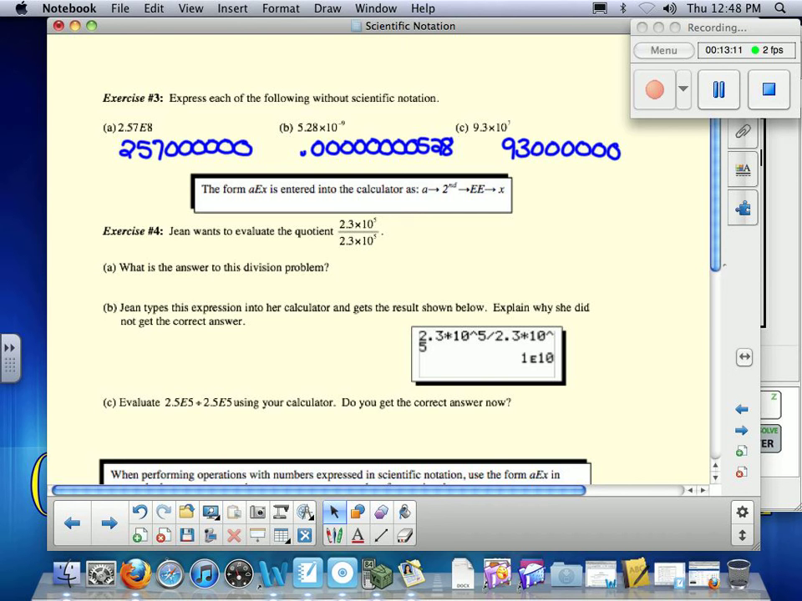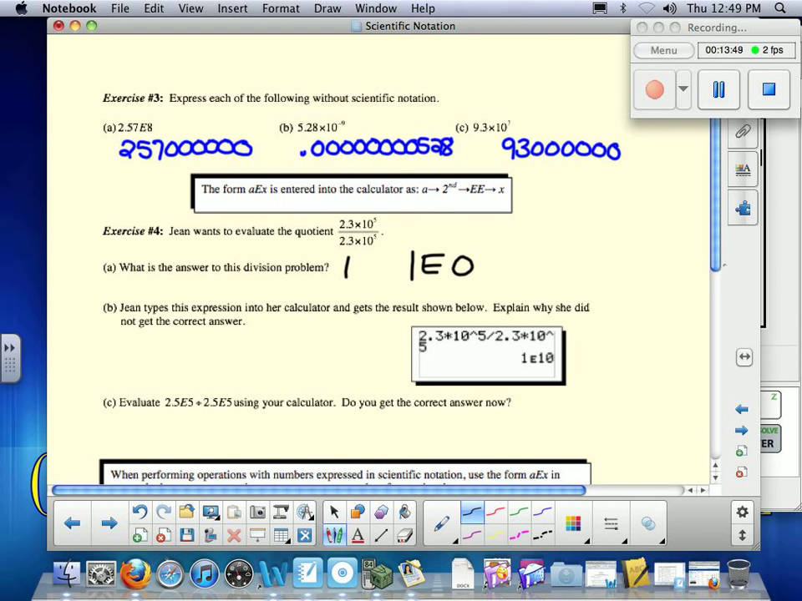Jean wants to evaluate this beautiful quotient. What should her answer be? What is this thing divided by itself worth? It should be 1E0. It should be 1. Whether we put the E 10 to the 0 or not, that's fine. It's a little tricky to see, 1E0. Might look a little funky.